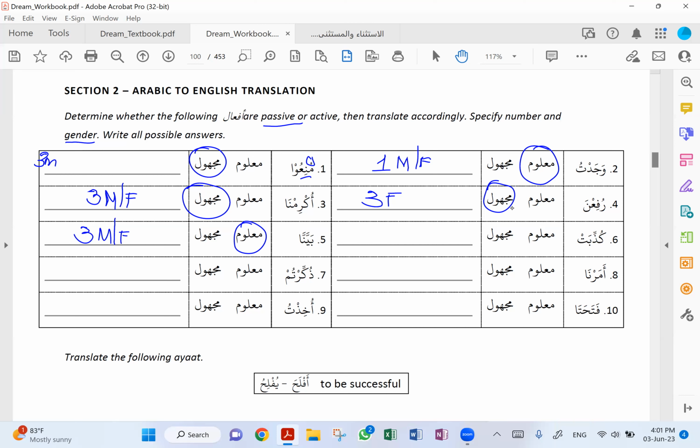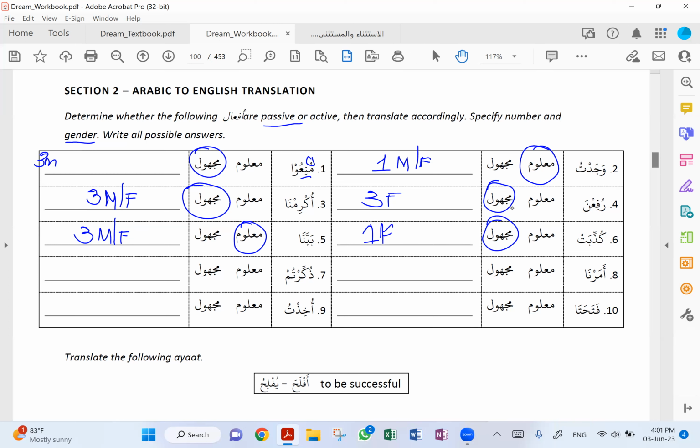Good. كذبت. Passive, Majhul. Who's the doer? Feminine, she. Yes, one feminine. She was belied. Yes, it was belied.